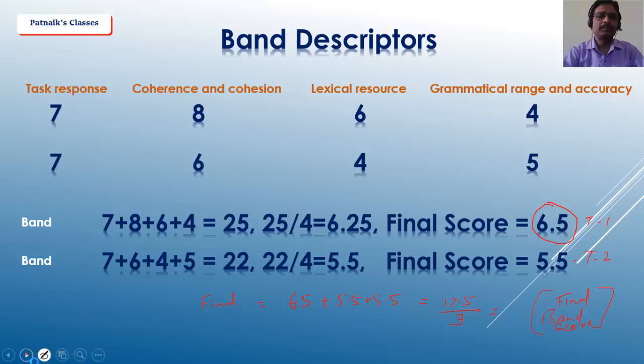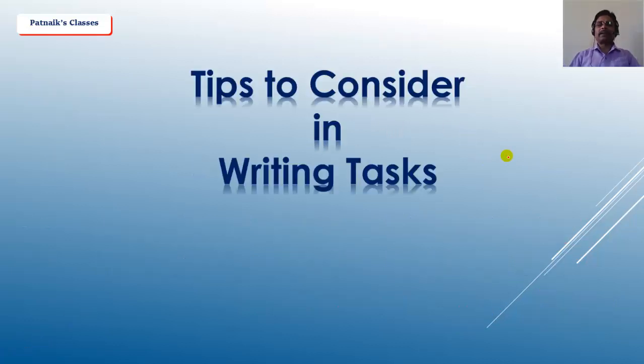The next is tips to consider in writing tasks. So now you have got a clear idea of how the examiner gives the score. The examiner gives the score based on the 4 criteria, 4 different bands, and then the average of those bands gives the final band for each task. Once they give the band score for each task, the final calculation takes place: one part of task 1 plus 2 parts of task 2, then altogether divided by 3. That is the final band score. Now, to achieve a good score, what are the tips you have to consider while executing the writing tasks, right?